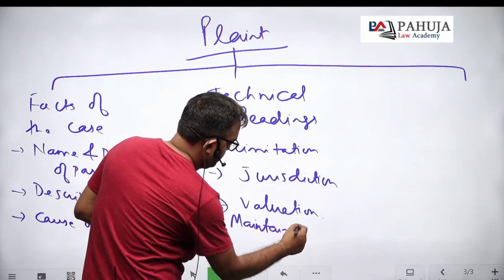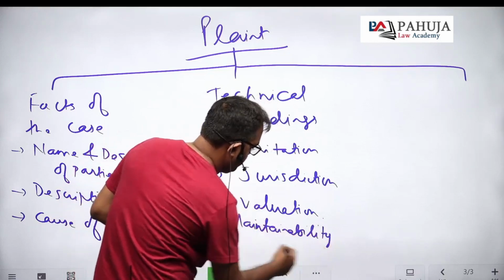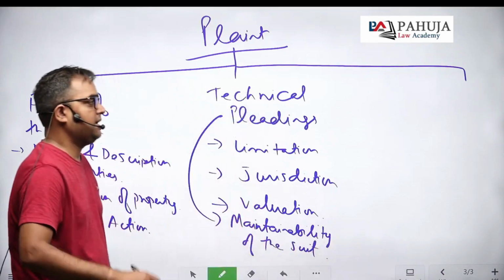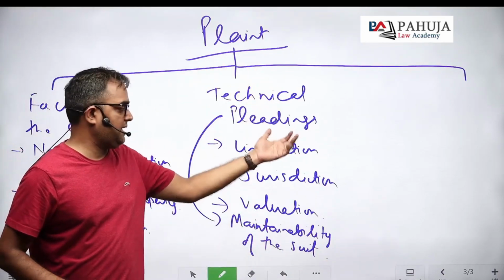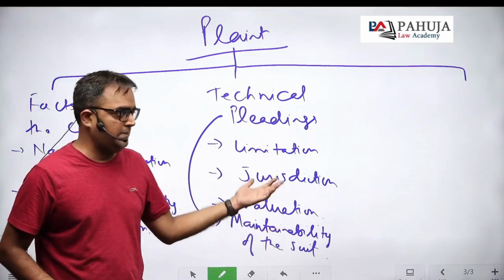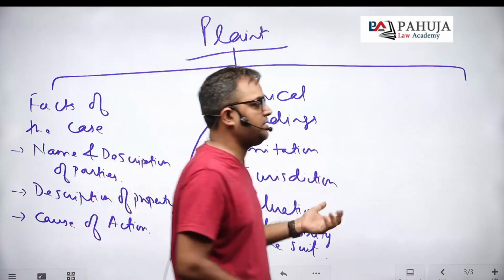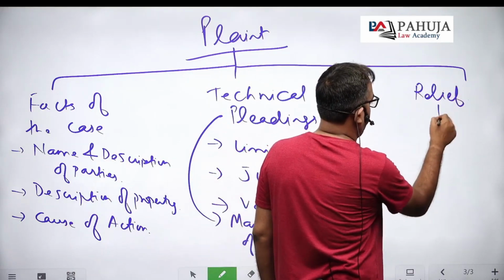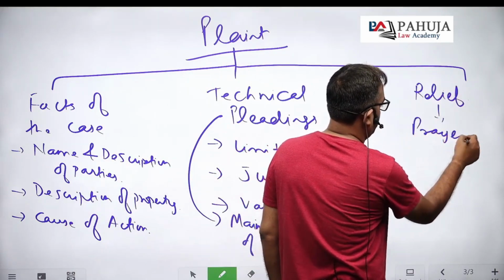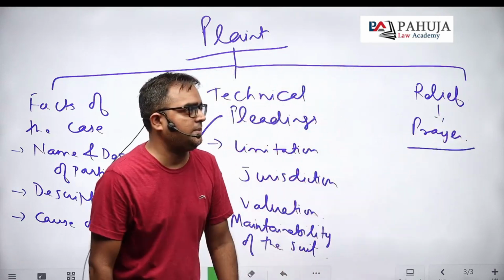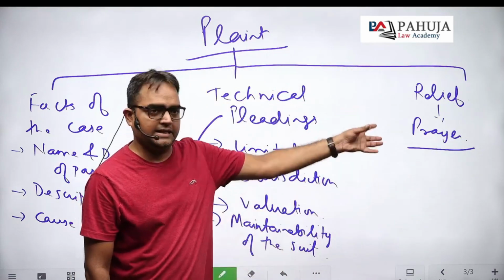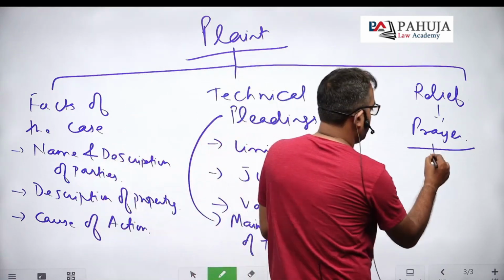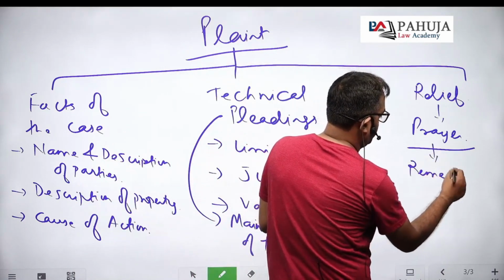Maintainability of the suit. ठीक है. Now, याद रखना, technical pleadings like limitation, jurisdiction and valuation, they are related to the maintainability of the suit. And at the end of the suit, or the final part of the plaint, the person asks for the relief, which is in the form of a prayer. If you have ever gone through the internship, in the internship you can see at the end, अगर आप plaint पढ़ोगे तो end में prayer clause होता है, right? And prayer is actually the remedy that you seek from the court.